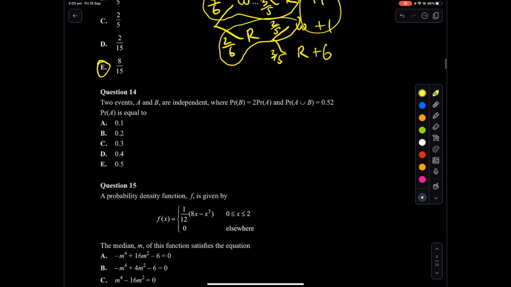Yeah. So 2 events A and B are independent. So straight away when I see that word, I'm just going to say probability of A times probability of B must equal probability of A intersection B. Always write it. When you just see independent, make sure you write this. Where probability of B is this and probability of A union B is that, then probability of A is what? Okay. So what am I going to do actually? Wait.